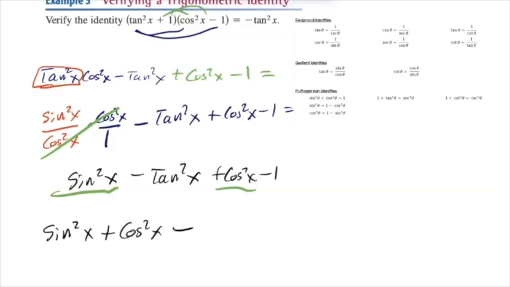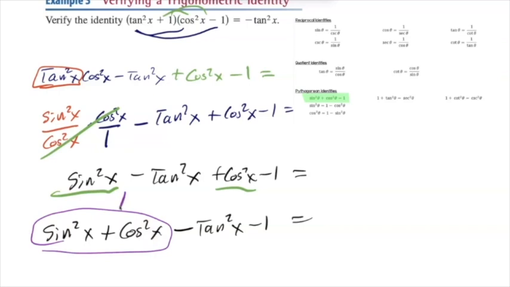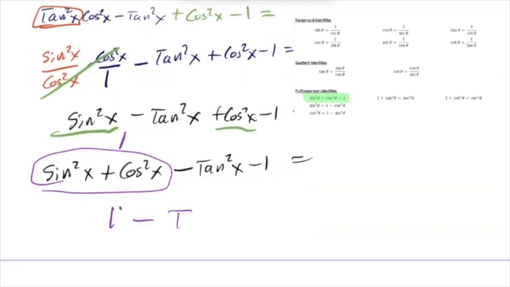Let's put minus tan squared minus 1. I just rearranged it. You don't have to, you could do it straight from there. I just wanted to show you. Remember this, sine squared plus cosine squared is 1. That's our next line: 1 minus tan squared x minus 1.